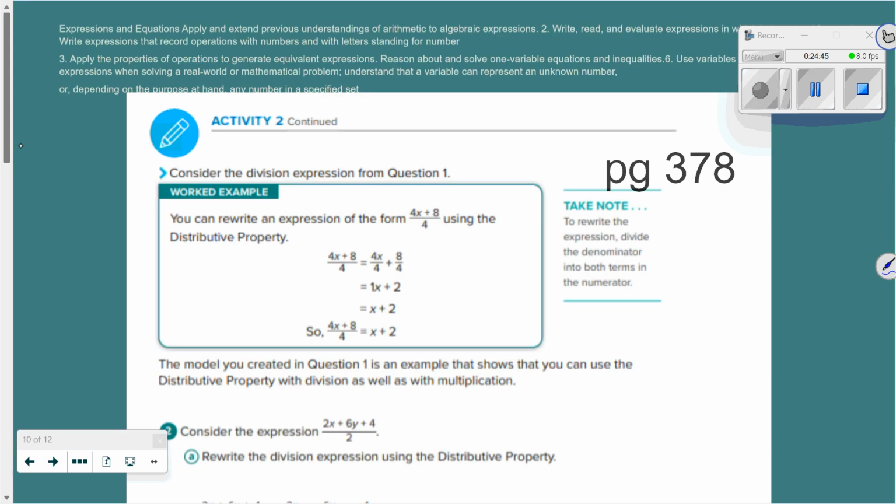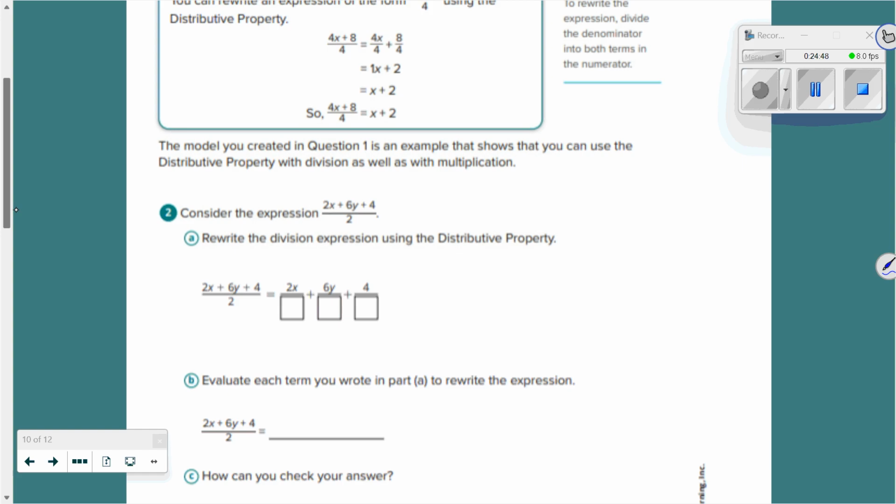30 seconds. So, all you have to do is put the 2 in each piece.